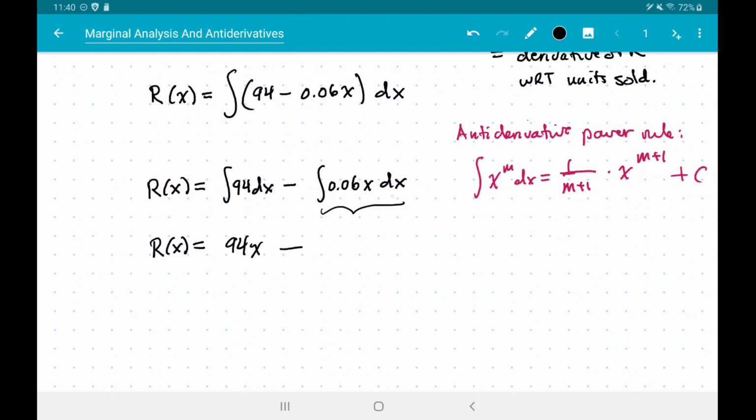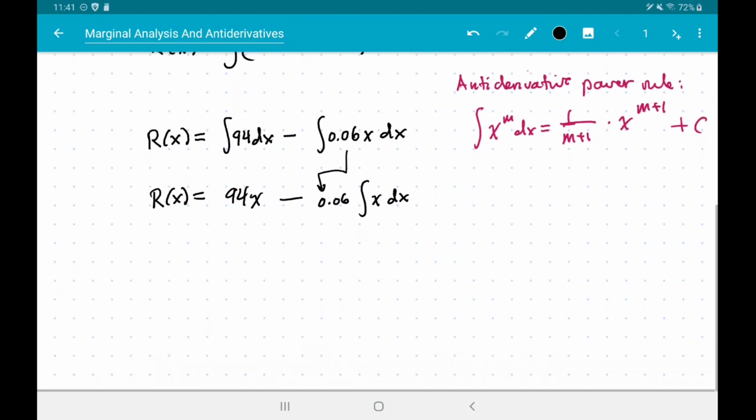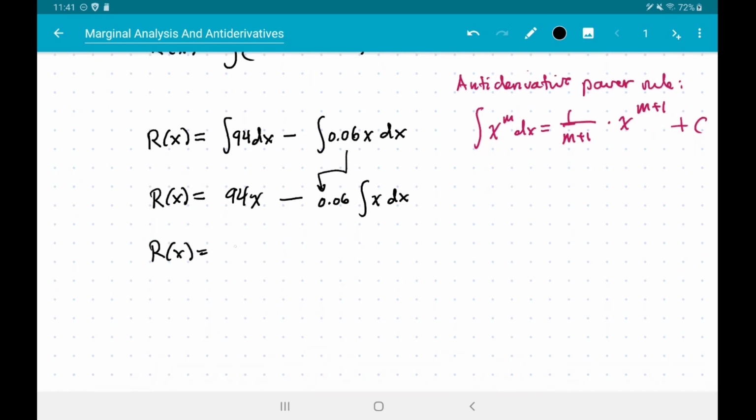Minus, now we need to handle this other piece. Remember, we keep multiplication by a constant when we're doing an antiderivative. That's because you keep multiplication by a constant when you do a derivative. So far we have R of x equals 94x minus 0.06. And then the antiderivative of x will be done with this antiderivative power rule. If it helps, x is x to the 1. The antiderivative of x to the 1 is 1/2 x squared.